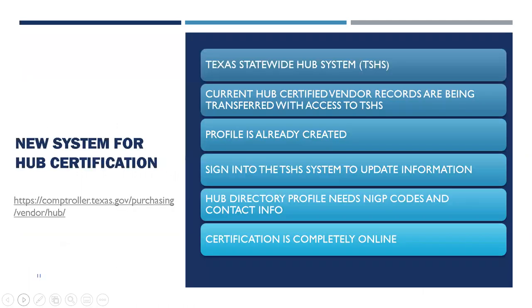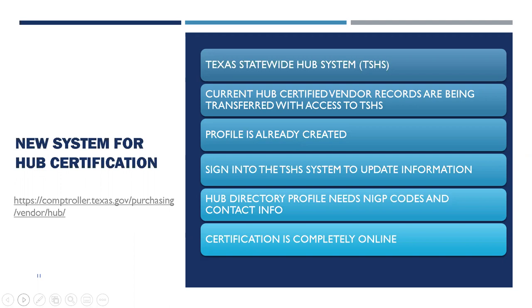Next slide. So you see on this right side, you'll see the Comptroller's purchasing vendor HUB. This link right here on the left-hand side will take you to the statewide HUB page. Within that page, you will have a directory for the new system for HUB certification. We refer to that as the Texas Statewide HUB System, the TSHS. Current HUB certified vendors have their records included in the system. So once the business is registered, the owner may go into their record to keep up with their NIGP codes or their email address or whatever information they have to keep up with.